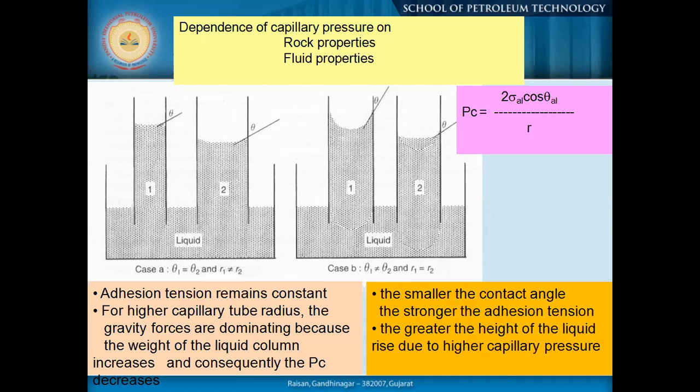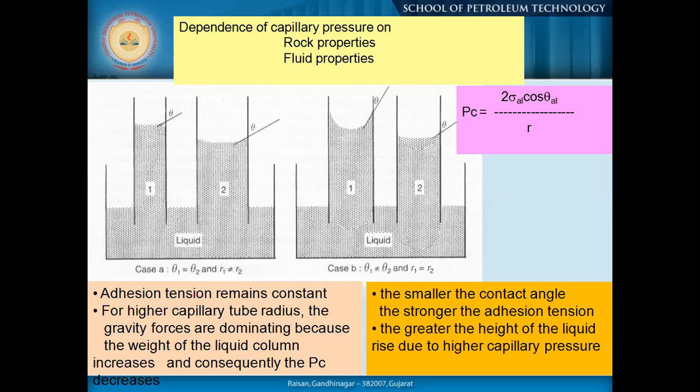That means the height of the transition zone is very much dependent on parameters, which are 2 sigma cos theta. It is directly proportional to how the cos theta value changes. Cos theta value changes from 0 to 90 degrees, it is from 1 to 0, isn't it? So depending on the theta value, the cos theta value is changing. It's an inverse way. If theta is less, your cos theta value is more. If theta angle is more, then cos theta value is less. So that's why the height of the transition zone is very much related to the wettability.